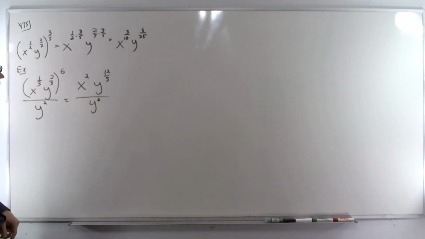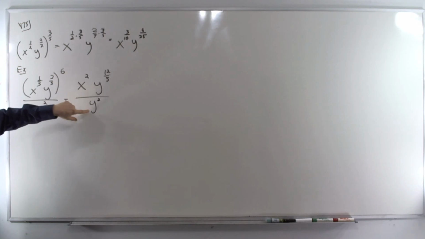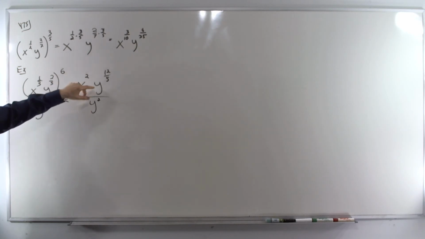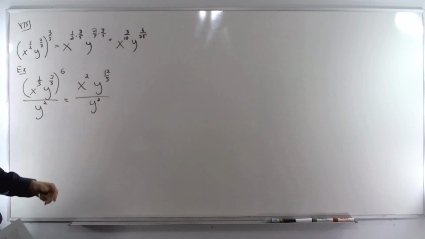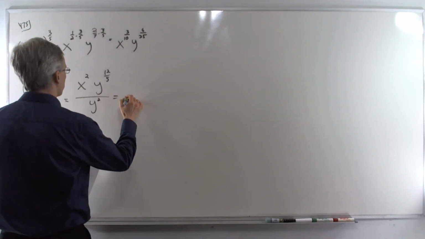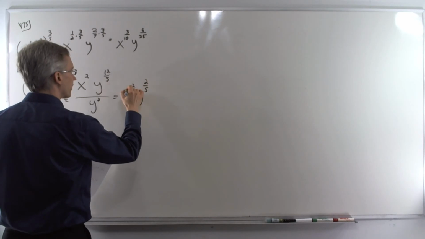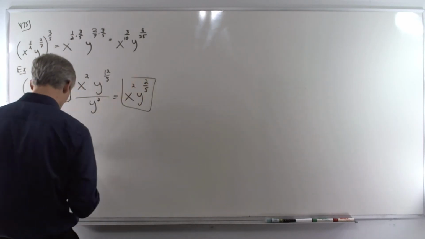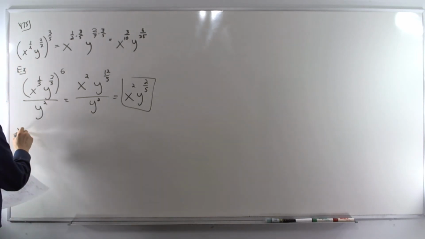Now to simplify, we'll combine any matching bases. So here we go, y to the 12/5 over y squared. Now we're going to subtract those two exponents. So we're going to do 12/5 minus 2. 2 can be written as 10/5, so that's really 12/5 minus 10/5, which is 2/5. So we get x squared y to the 2/5 power. Your turn, number 6.